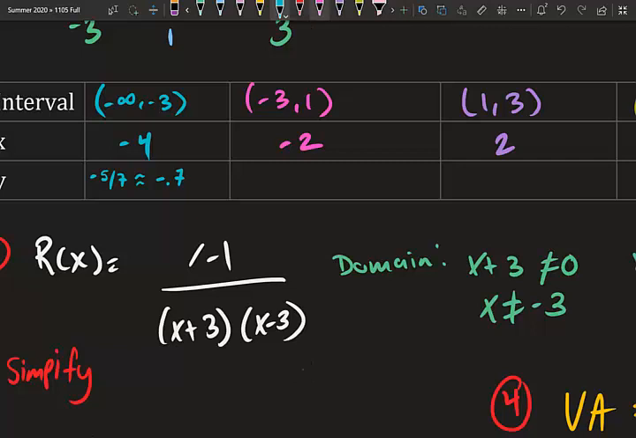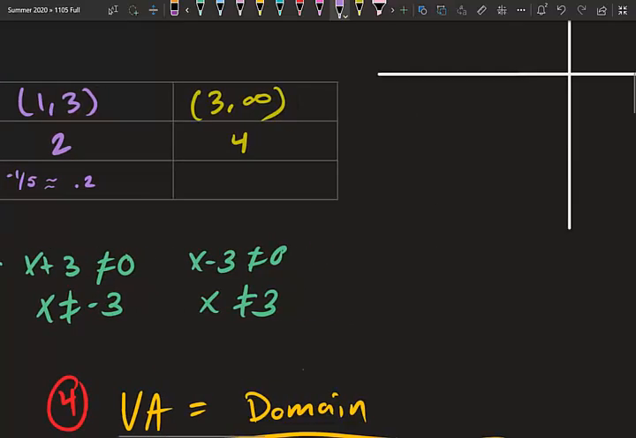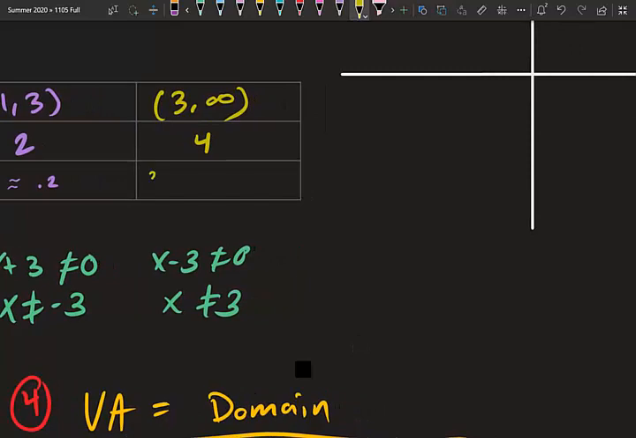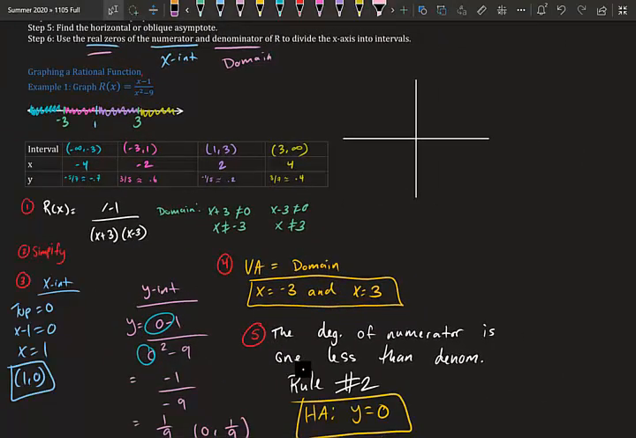All right, when we plugged in -2, we got 3 over 5, and 3 over 5 is approximately 0.6. And when we plugged in 2, we got -1/5, and that's approximately -0.2. And when we plugged in 4, we got 3 over 7, which is approximately 0.4. We have everything we need to graph this.